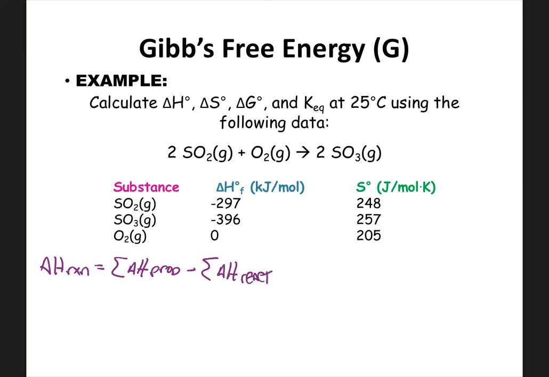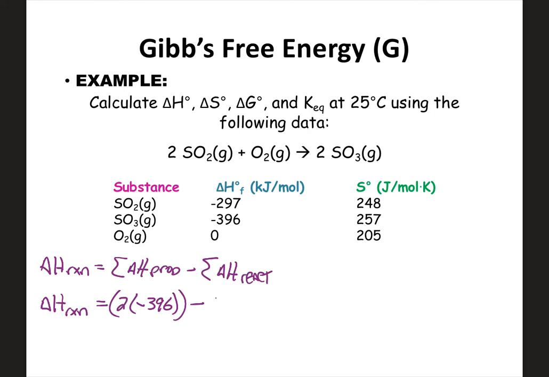All right, products minus reactants. Pay attention though to your balanced equation. So when we look at this, the only product we have here is the SO3, but there's two of them. So it's going to be 2 times the negative 396. That's all of my products minus all of my reactants here.